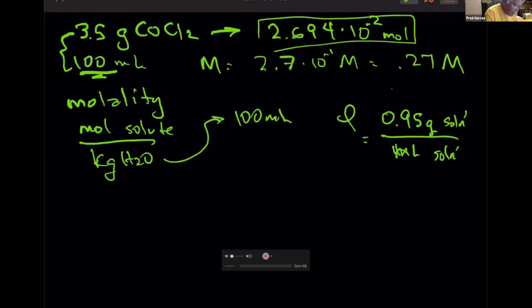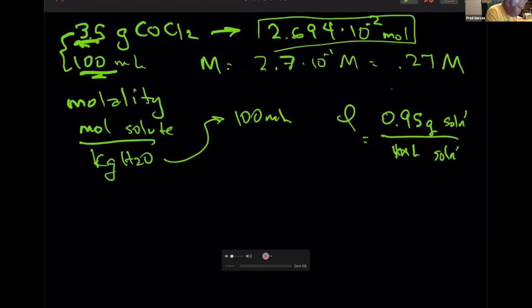Why do we need the mass of the solution? Because the mass of the solution now tells us the mass of the cobalt chloride plus the water. And if we know the cobalt chloride right here and we subtract that out, then we have the mass of the water. So let me show you how that's done.